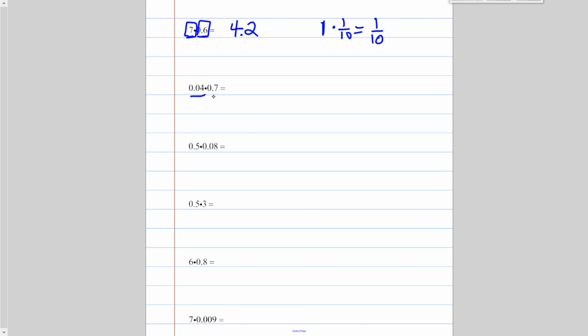4 hundredths times 7/10. Well, I know I'm going to get 28. 4 times 7 is 28. But if I do hundredths times tenths, I'm actually going to get thousandths. Well, how do I get thousandths? Right now, I just have 2 digits. I have to put a 0 here, and now I have 28 thousandths. To verify that, we could do this: 4 hundredths times 7 tenths. 4 times 7 is 28. 100 times 10 is 1,000.